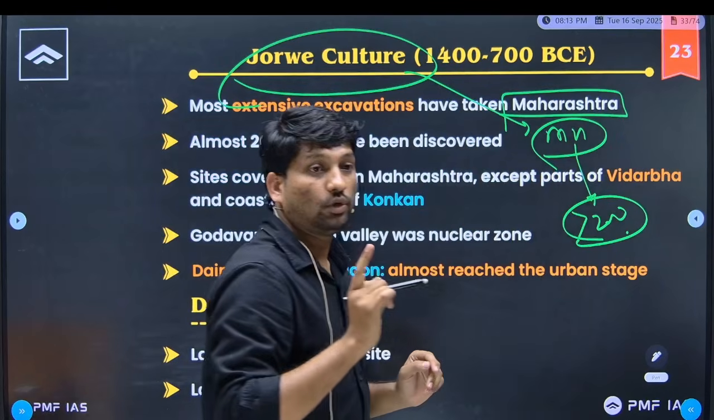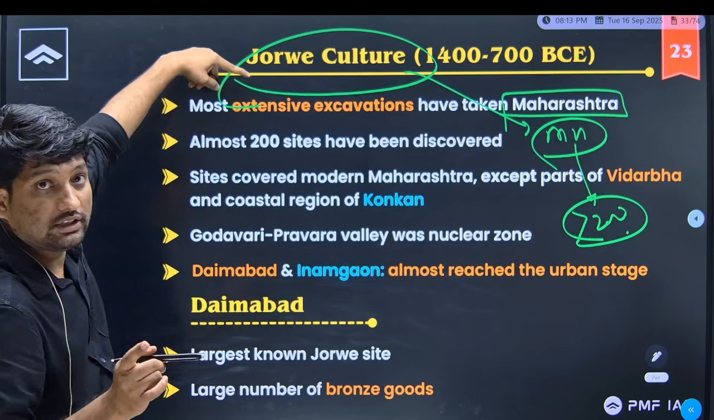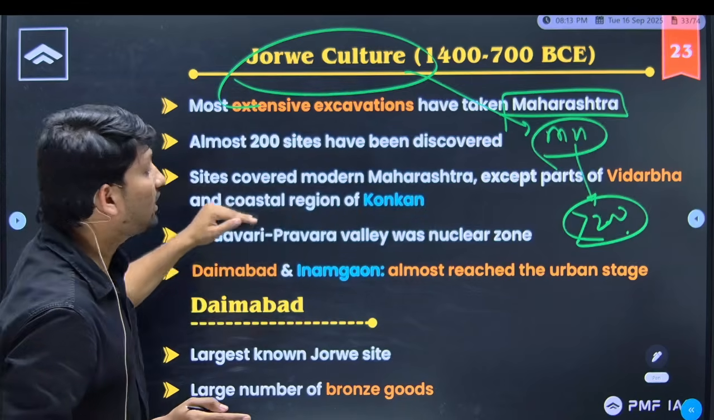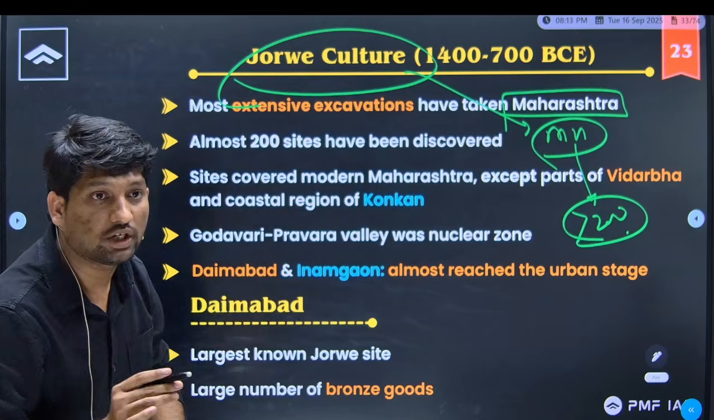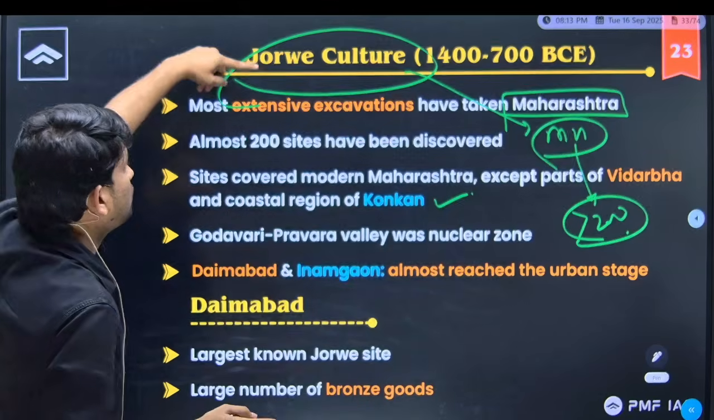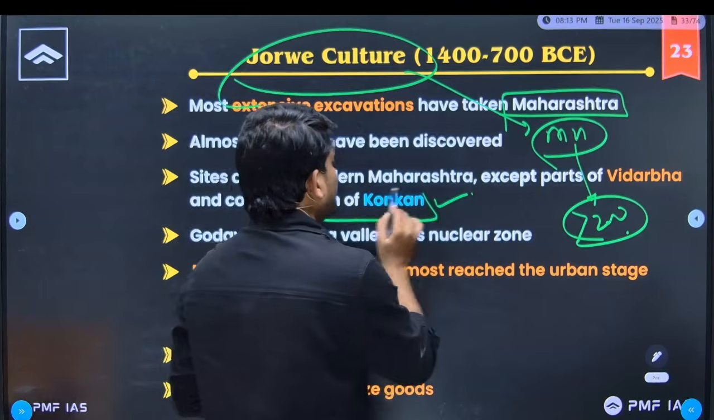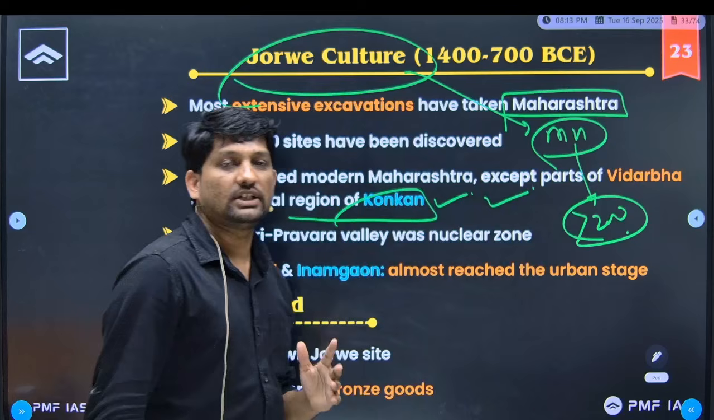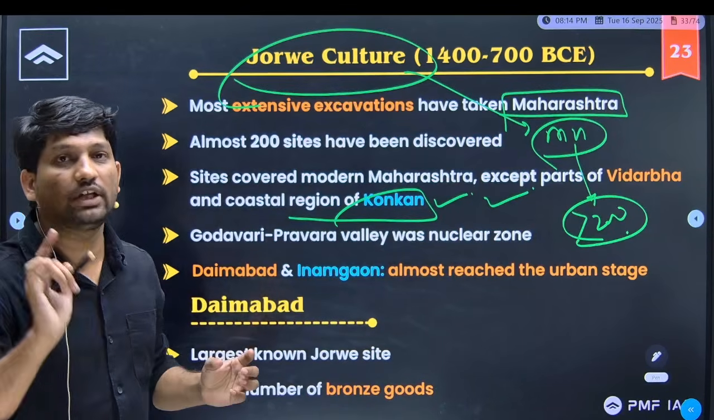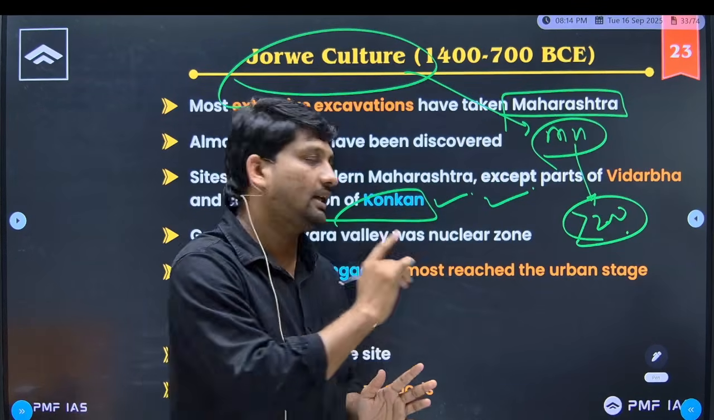I already told you, if they have given the statement like the Jorwe culture sites covered modern Maharashtra except Vidarbha and coastal region of Konkan, then mark it as a correct statement. But if they give this statement as Jorwe cultural sites covered modern Maharashtra except Konkan, then also mark this as right, because in some texts it is given that they covered almost Maharashtra except Konkan and Vidarbha. In some textbooks they have given that it covered almost Maharashtra except Konkan.